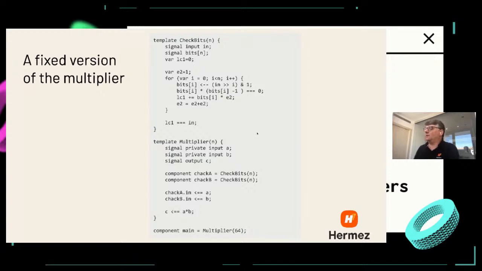One thing we have to do, for example, is make sure that there is no overflow. For example, we limit input A and input B to only 64 bits. This is how you would write it in Circom. Mainly what we are doing is decomposing each number into a binary field, and then we check that each of these binary elements is just 0 or 1. This is this constraint.